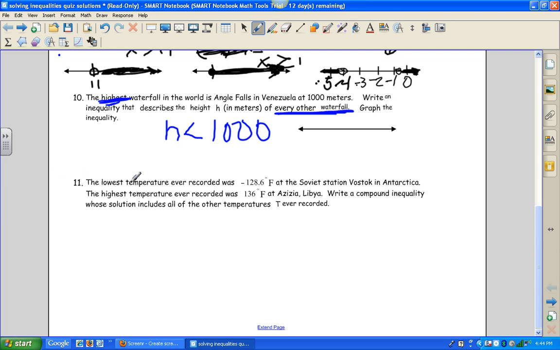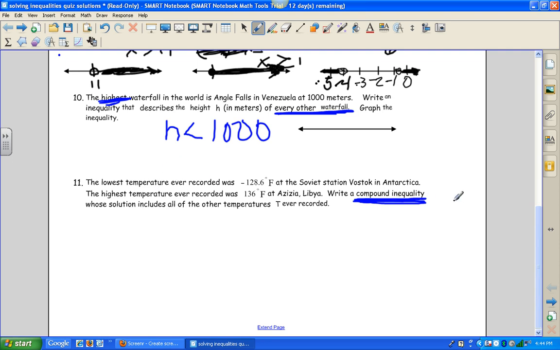Number 11, the lowest temperature ever recorded was negative 128.6 degrees Fahrenheit at the Soviet station in Antarctica. The highest temperature was recorded at 136 Fahrenheit, and that was in Libya. Write a compound inequality. I'm just going to underline that, because a lot of times in our directions, if we underline what we need to do and then go back and check and make sure we satisfied the directions, then we won't make those small blunders sometimes.